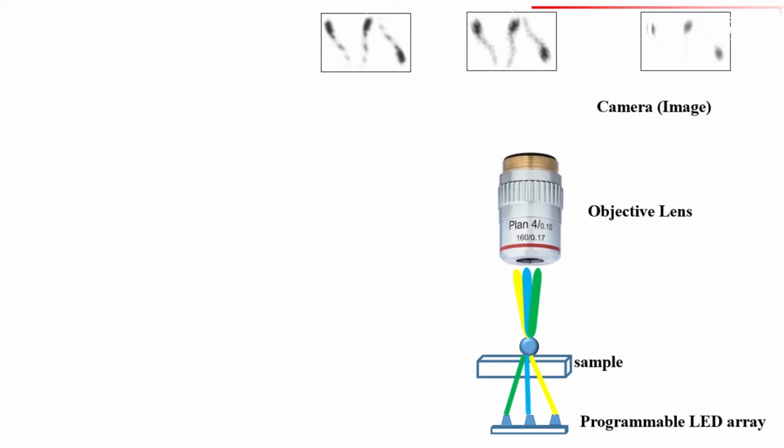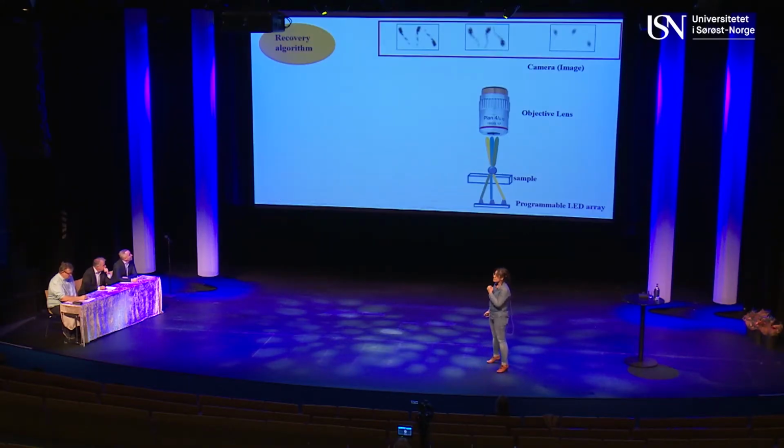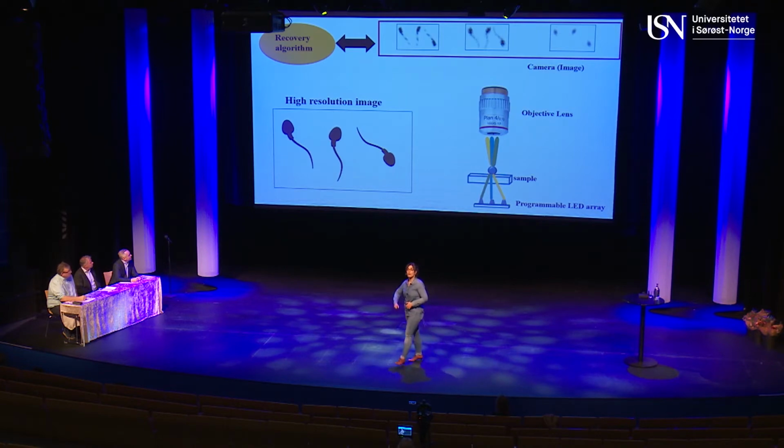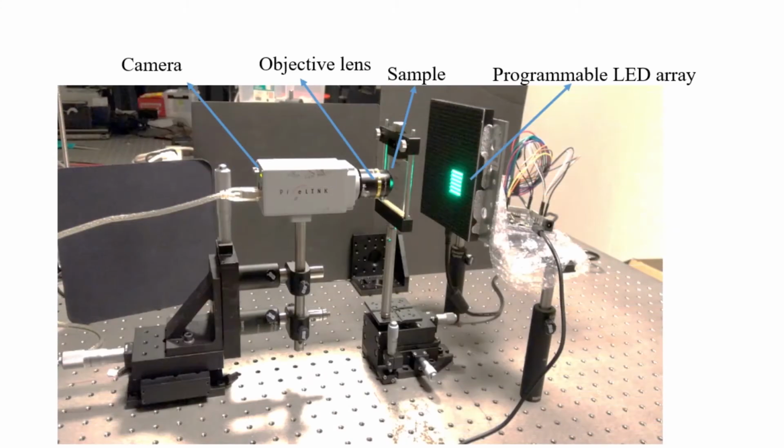And then you use a recovery algorithm to stitch all of these low resolution images together to, in the end, recover a high resolution image, which is clear for all of these 3 samples. So this is the microscope that my colleagues and I have designed at USN so far, which consists of a programmable LED, an objective lens, and a low-price camera.